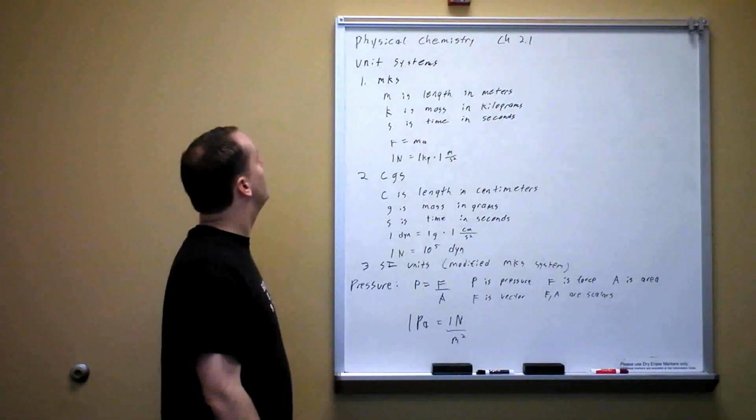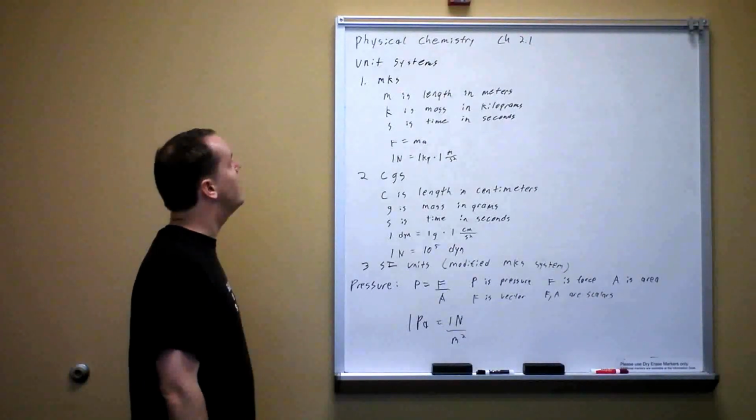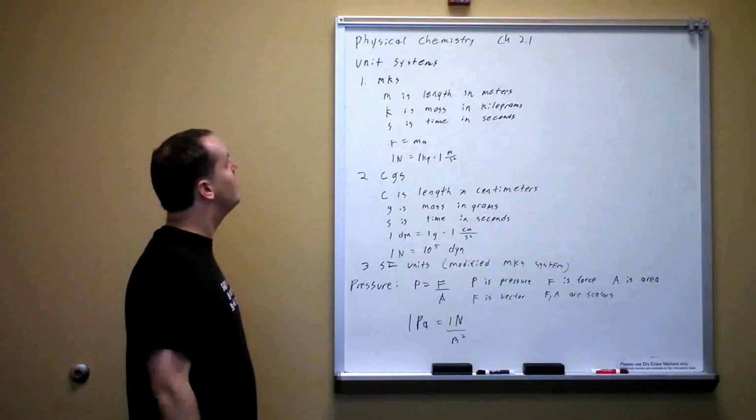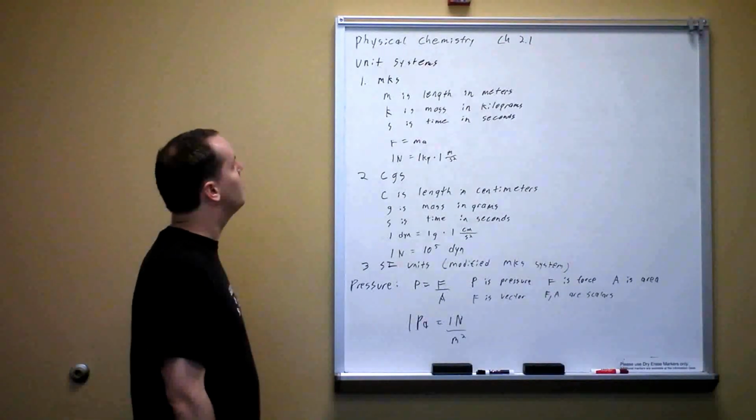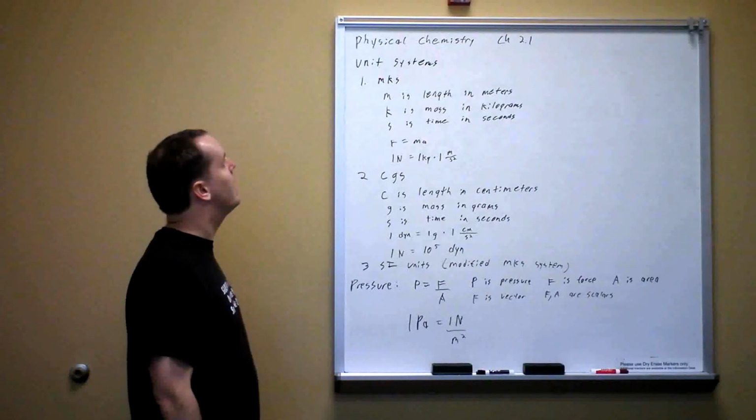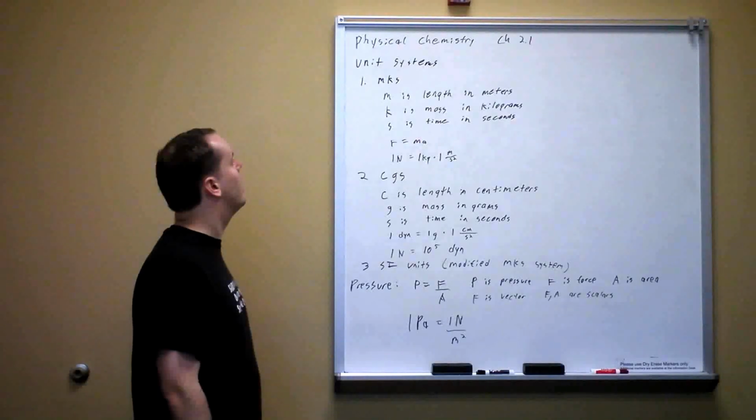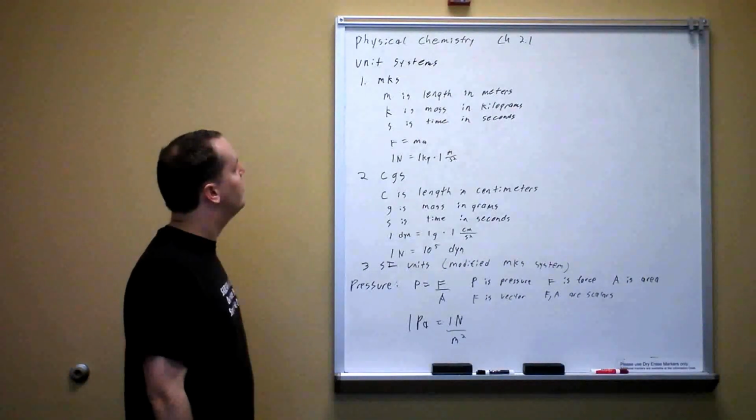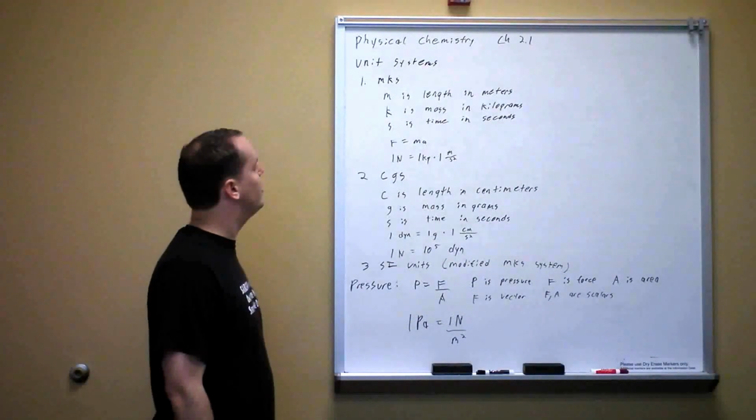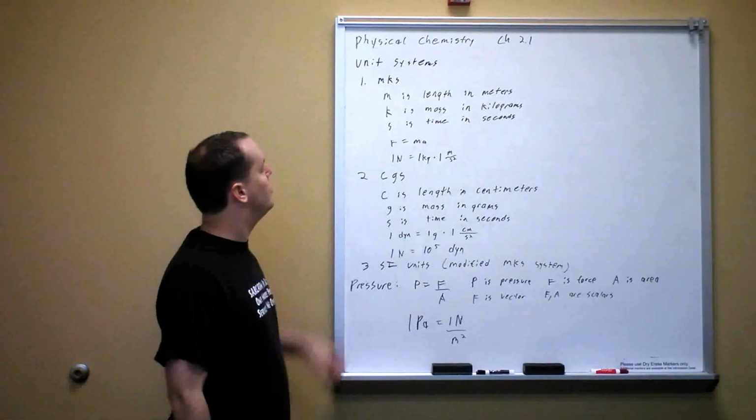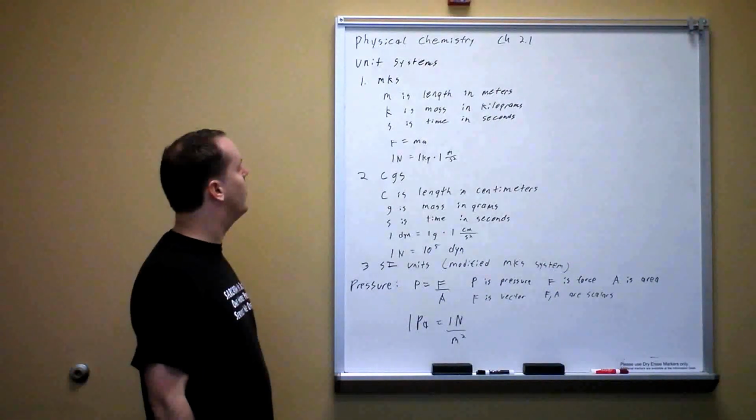Continuing chapter 2.1 of physical chemistry, there are a couple of different unit systems that we'll be using in this class. One is called the MKS system. Lowercase m is the length in meters. Be careful because obviously lowercase m can also stand for mass in a different context. Lowercase k is the mass in kilograms. Lowercase s is the time in seconds. And since force equals mass times acceleration, the unit of force is the newton, where 1 newton is equal to 1 kilogram times 1 meter per second squared.